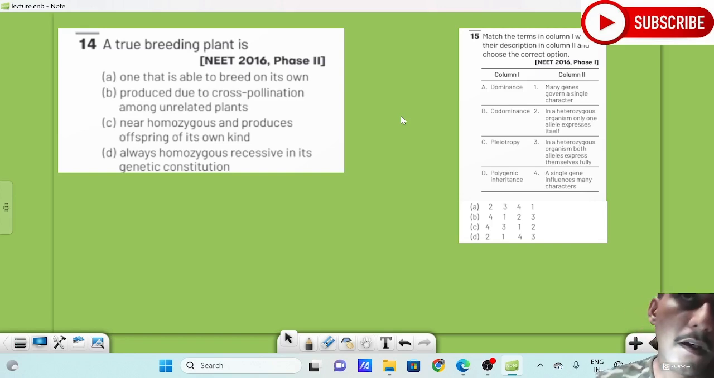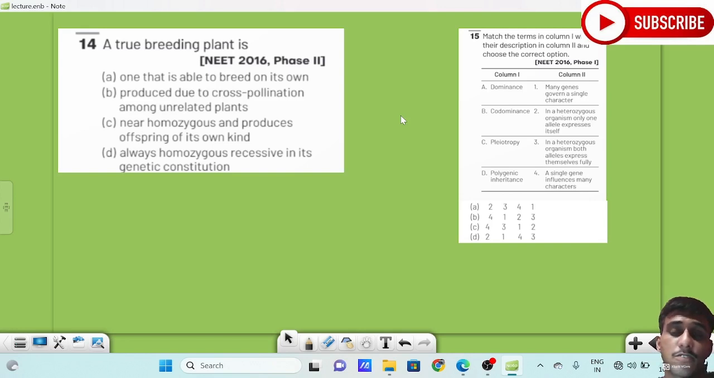So usually, in order to confirm a true breeding plant, what Mendel did is that he self-fertilized the plant and checked the upcoming 2 generations. If the upcoming 2 generations are having the same character as that of the first parent, then we can confirm it is a true breeding plant.